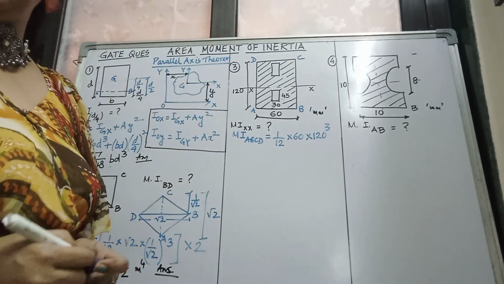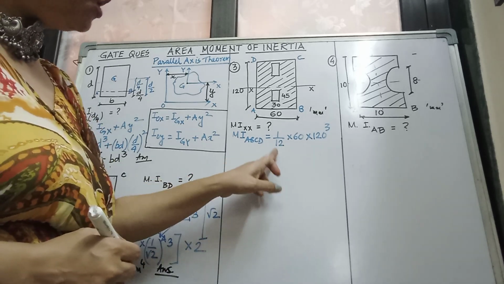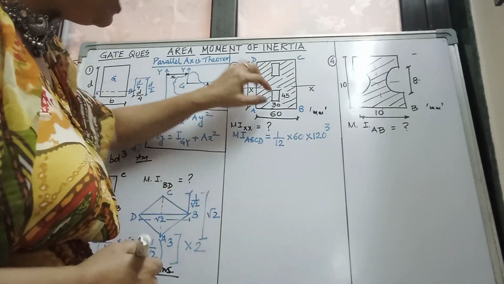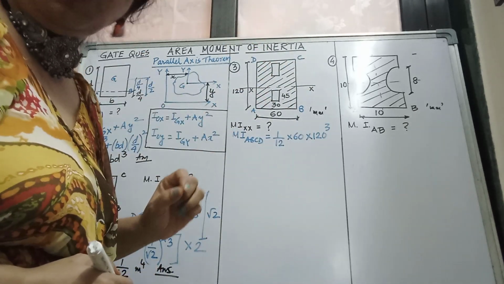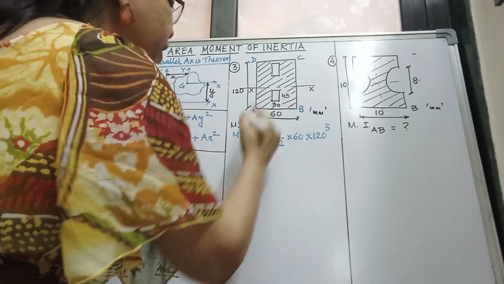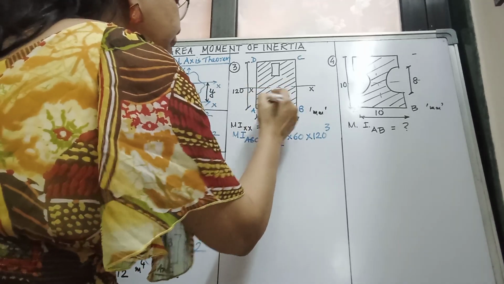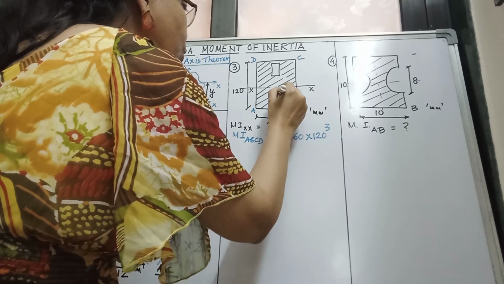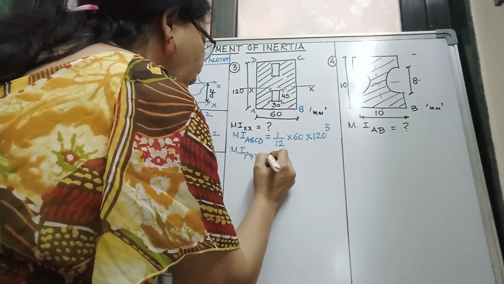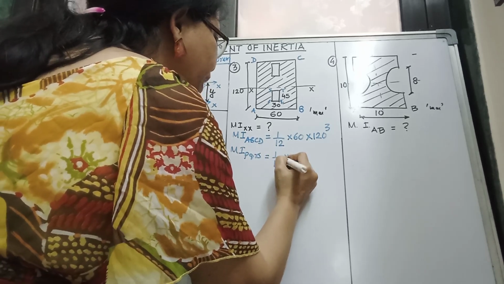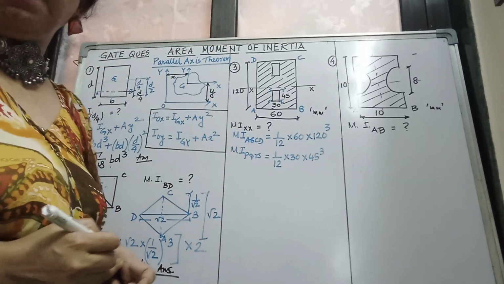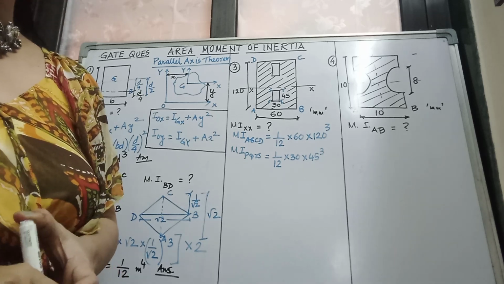Whether you are getting it or not, please tell me. Okay, please let me know in the comment box. 1 by 12, 60 into 120 cubed. This is the entire rectangle's moment of inertia. Now from here we have to subtract the moment of inertia of this small rectangle, right? So what is the moment of inertia of this small rectangle? Let us name it as P, Q, R, S. Now the moment of inertia of PQRS will be 1/12 b d cubed, right? 1 by 12, 30 into 45 cubed.